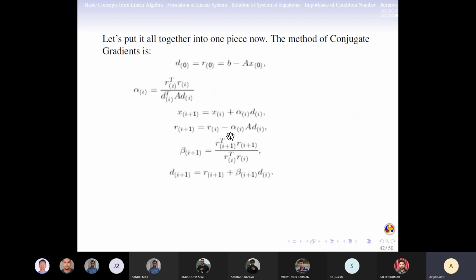Now this is the algorithm for the conjugate gradient method. See what the mechanism was, but you can see it is only 3-4 lines of code, only 3-4 lines in the conjugate gradient algorithm. So first you have to compute that.